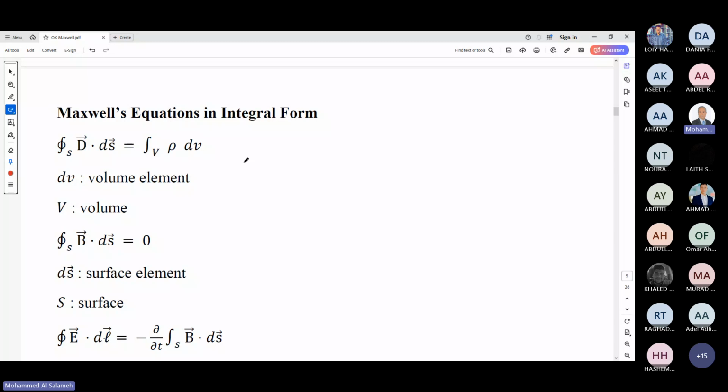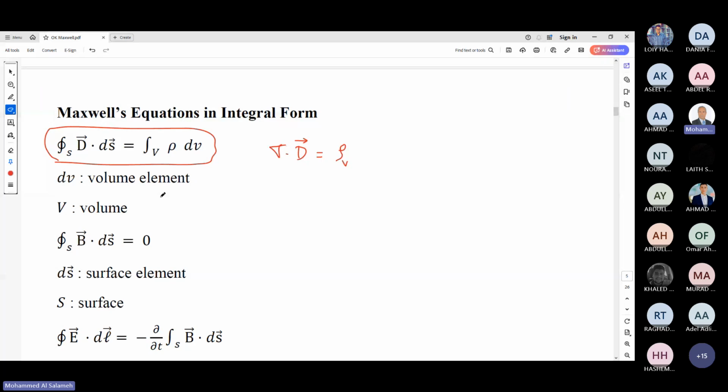Now, Maxwell equations in integral form. The previous form was differential form, in the form of differential equations. Now, integral equations. This is Gauss's law. We said del dot D equal rho V.